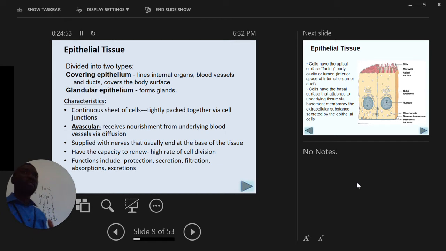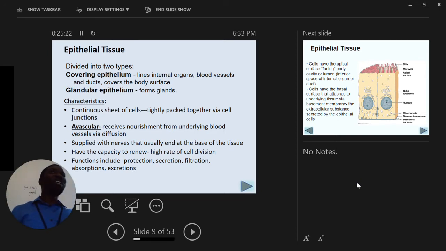Lining means that you can see them in the endometrial walls, the uterus, all of that. They are lining all of those organs. So when they line the inside, it's still epithelial tissues. When they are covering, it's still epithelial tissues. Does that make sense? The lining would be the inside covering.